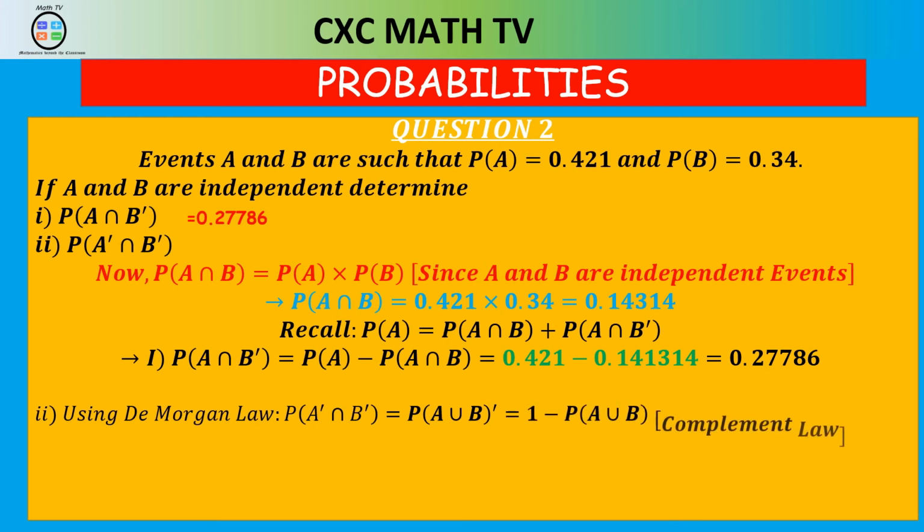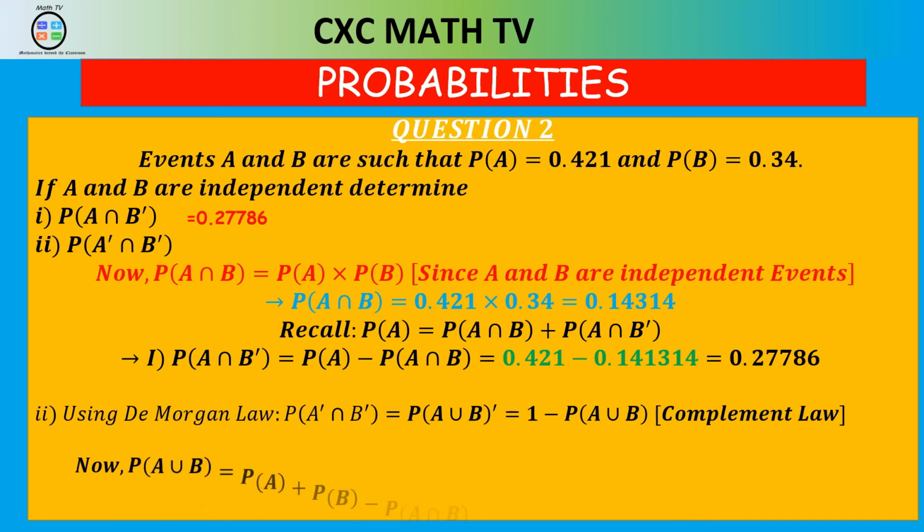Now the probability of A union B complement is equal to 1 minus the probability of A union B. That's using the complement law. And so now we know the probability of A union B, right? Because we know the probability of A union B is the probability of A plus the probability of B minus the probability of A intersect B.